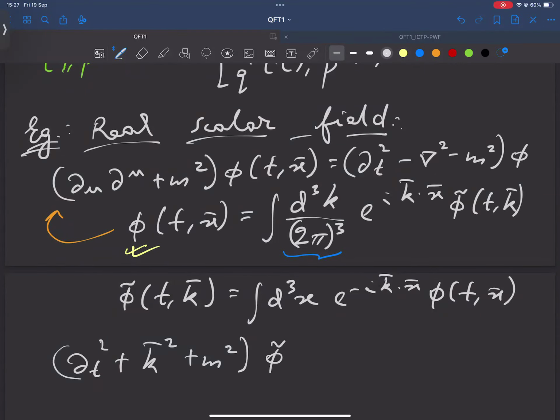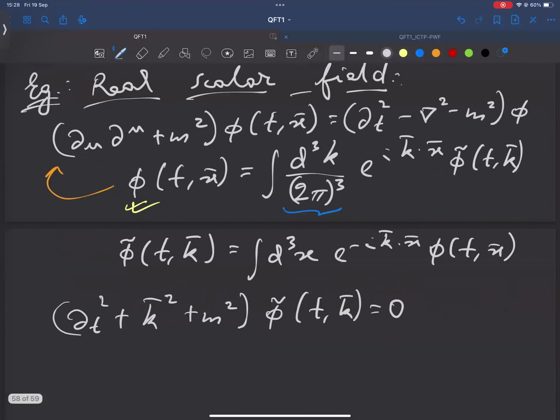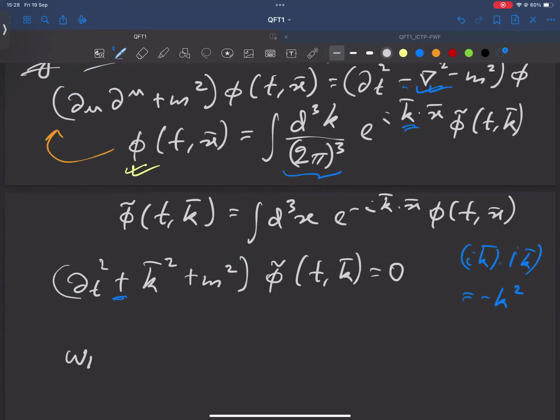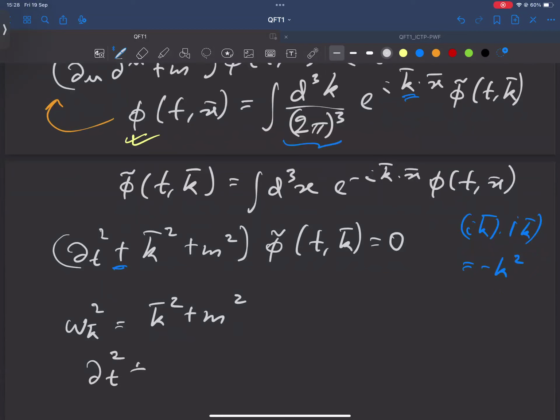Okay, this is 0. And this is clear because you see this Laplacian acts on this e to the ikx, and this brings out terms like ik times ik. That gives you minus k square. So that minus turns this minus into a plus, and you get a quantity like this. Now, if you define omega k as k square plus m square, then you get something like the equation of a harmonic oscillator.